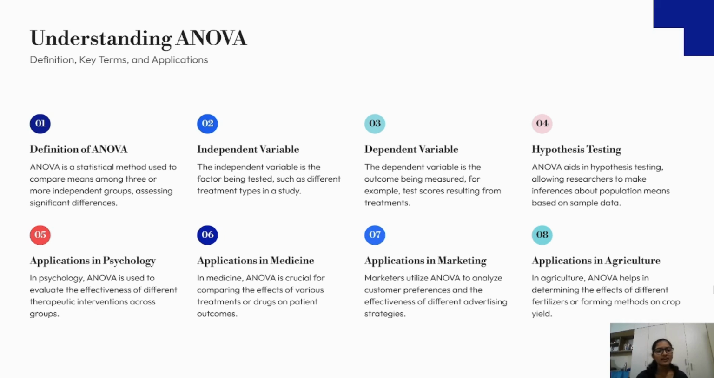In psychology, ANOVA is used to evaluate the effectiveness of different therapeutic interventions across groups. In medicine, ANOVA is crucial for comparing the effects of various treatments and drugs on patient outcomes. Marketers utilize ANOVA to analyze customer preferences and the effectiveness of different advertising strategies. In agriculture, ANOVA helps in determining the effect of different fertilizers or farming methods on crop yield.